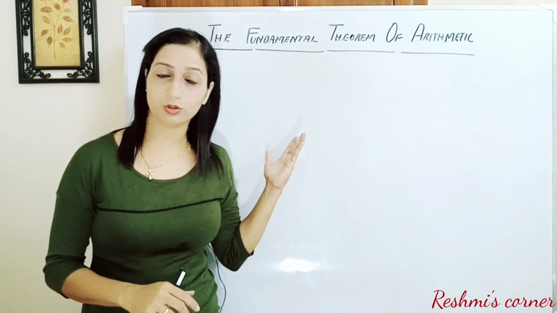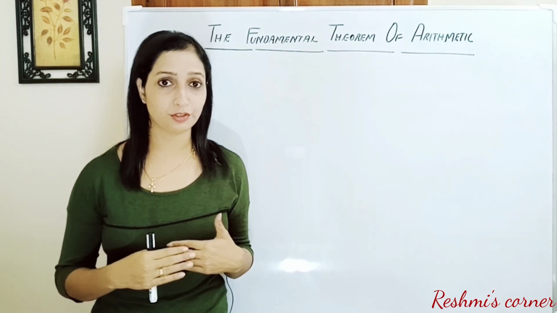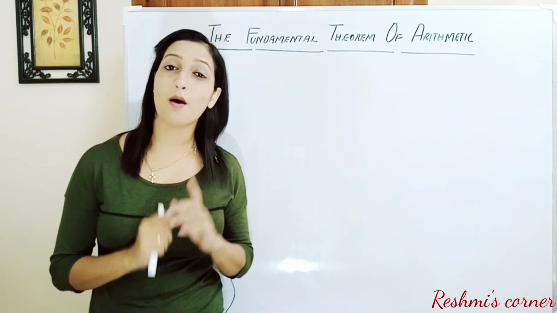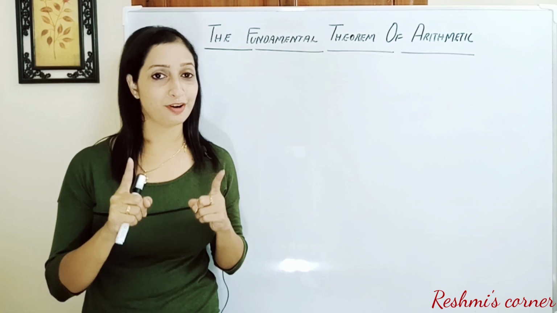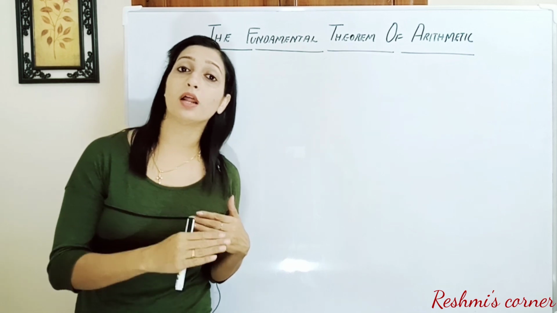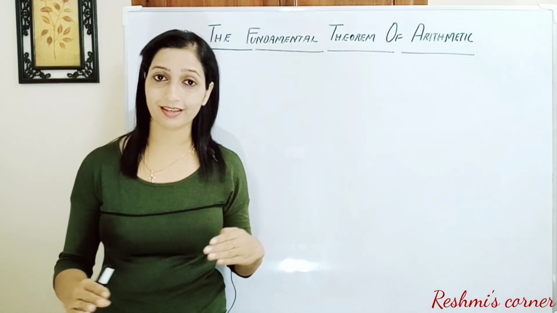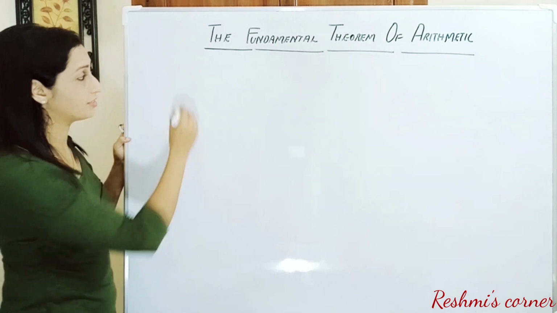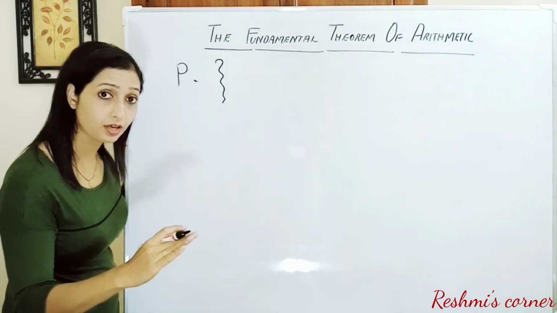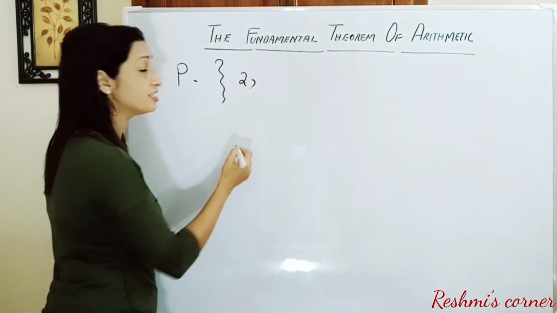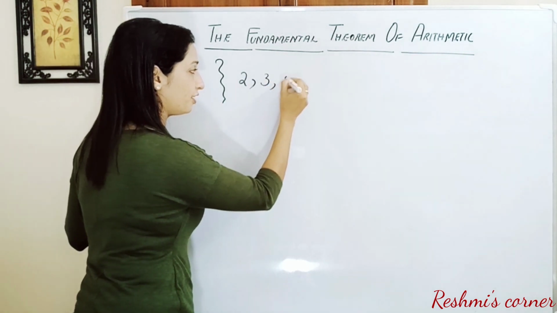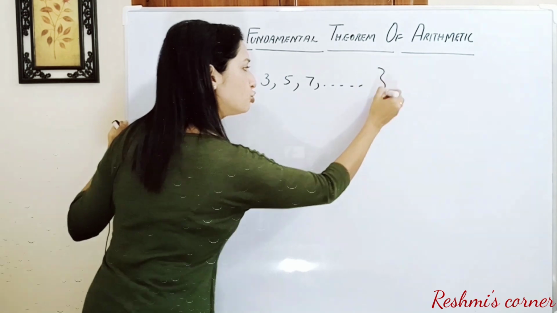Now before we move on to this theorem, let's just recall a few definitions. First of all, let's start with prime numbers. Now what are these prime numbers? Prime numbers are those set of natural numbers other than 1 which has the factors 1 and the number itself only. So how can we represent our prime numbers? We represent it as a capital P, which is a set of all natural numbers other than 1 which has factors 1 and the number itself. So they are the set of 2, 3, 5, 7 and so on.